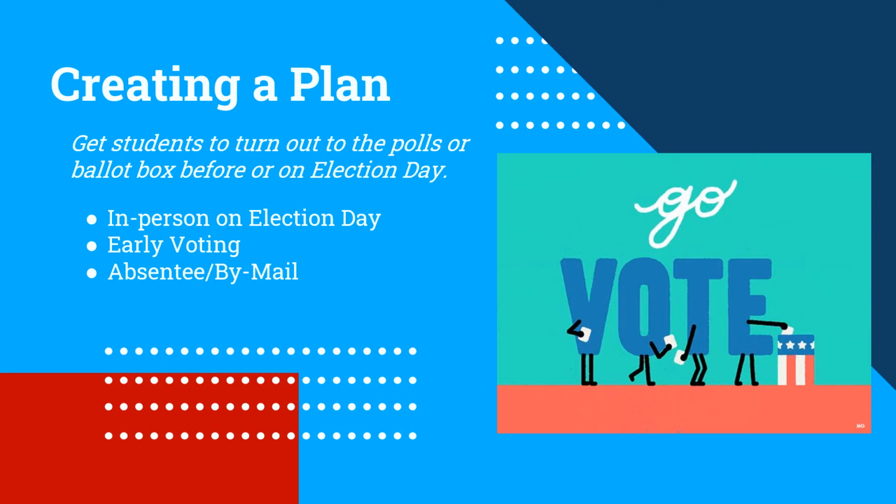At your events, you'll be educating students on these types of voting, registering students, and helping them through the voting process. There are many different ways to vote, including early voting, mail-in ballots or absentee voting, and in-person voting on Election Day. You're going to have to talk to students about what each of these categories mean and what works best for them. Make sure that you know your state deadlines for mail-in and early ballots. Just remember, your ultimate goal is to get students to turn out to the polls or ballot box before or on November 3rd.